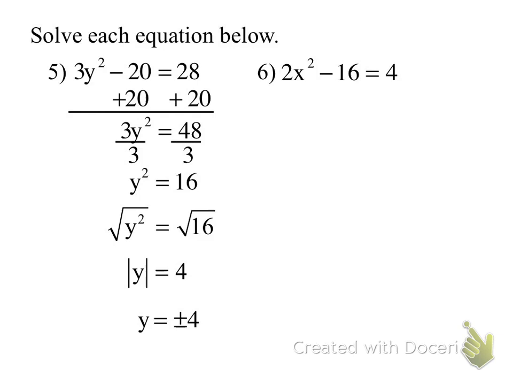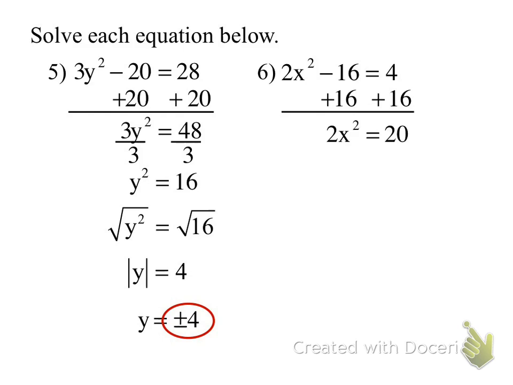What would we do first? Give me one step, Devin. We would add 16 to both sides of the equation. Good. And we were left with 2x squared equals 20. Next step, Grant. Divide both sides by 2 and we get x squared equals 10. Good. Next step, Vogel. You would root it, so you would get the absolute value of x equals radical 10.